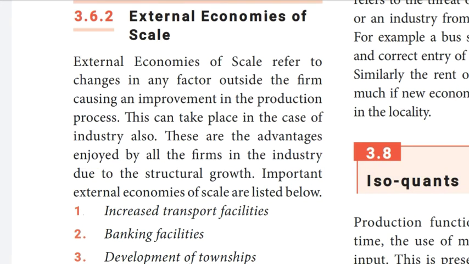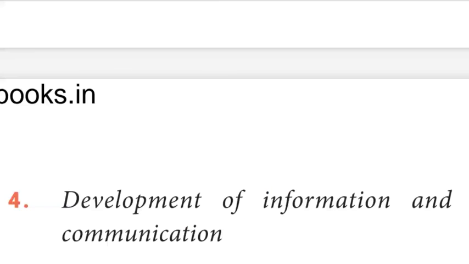External economies of scale. External economies of scale refers to change in any factor outside the firm causing an improvement in the production process. This can take place in the case of an industry also. These are the advantages enjoyed by all the firms in the industry due to the structural growth. Important external economies of scale are listed below. Increased transport facilities, banking facilities, development of townships. Fourth, development of information and communication.